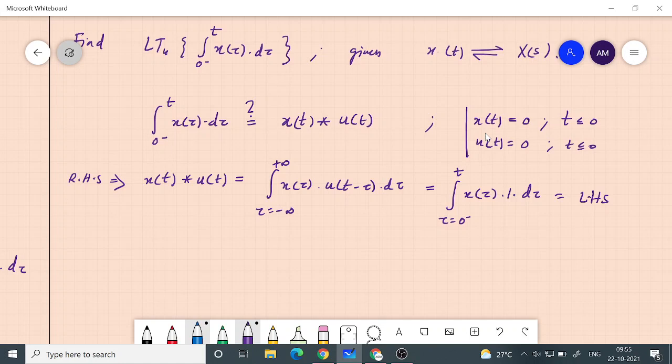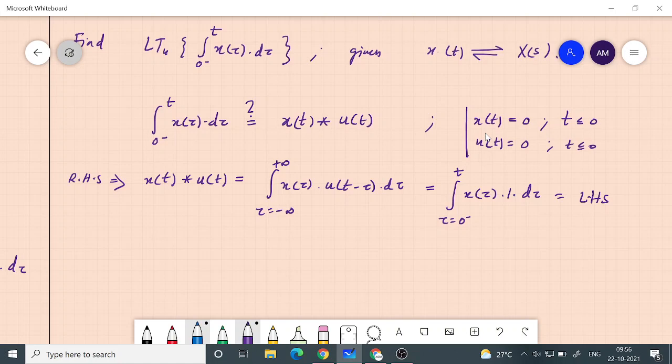Is that clear? So we started with the RHS and then applied the definition of the convolution integral, and then since u of t and x of t are causal signals, u of t is already, by definition, a causal signal, and x of t we are taking as a particular signal which is causal. So we are saying it is 0, and then what we are finding out is that the limit can be changed.